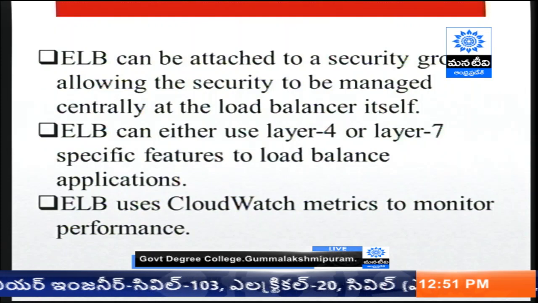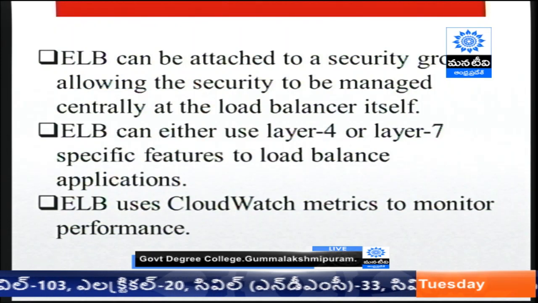So it can use either layer 4 specific or layer 7 specific features to load balance. If you want to distribute network traffic, you need to define it at layer 4, because that is the transmission control protocol layer. If you want to route your traffic at the application layer, you need to use a layer 7 specific load balancer, so that your application traffic will be routed.